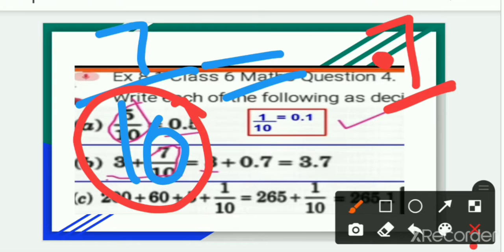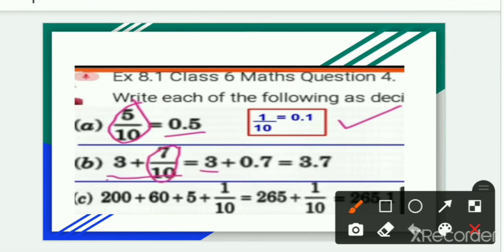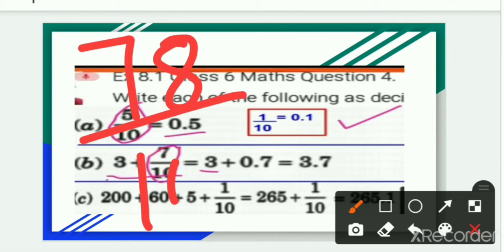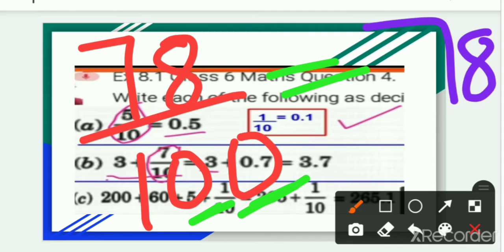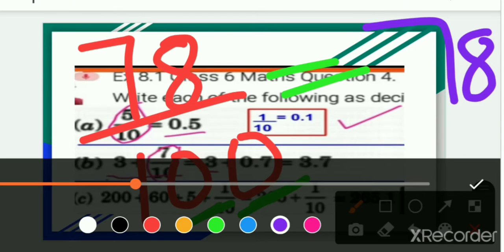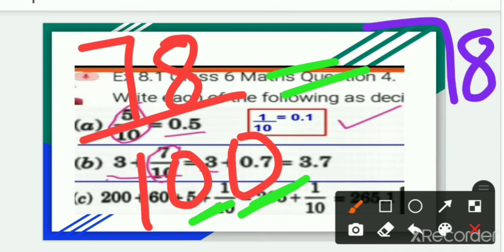Again I am explaining. If we have a number like 78 divided by 100, how many zeros are here? 2 zeros. First of all write the number given above, 78. Now count the zeros: 2 zeros. Now make the point in front of the 2 digits. It will be 0.78.